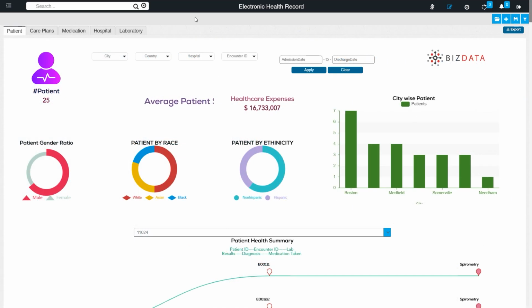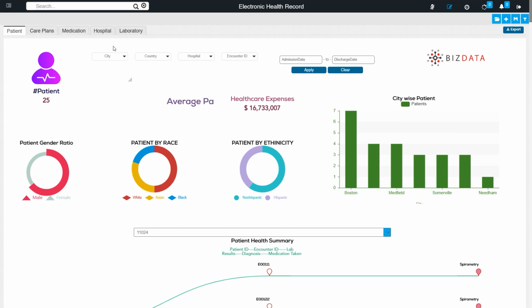Using Bizdata 360, an EHR dashboard is designed with data coming in from several sources in various data formats and FHIR data models. Bizdata 360 can combine data from numerous sources and in any format. Using HL7 and FHIR API, an interactive dashboard is set up, which is separated into multiple tabs reflecting different information about patients, care plans, medication, hospital, and laboratory.